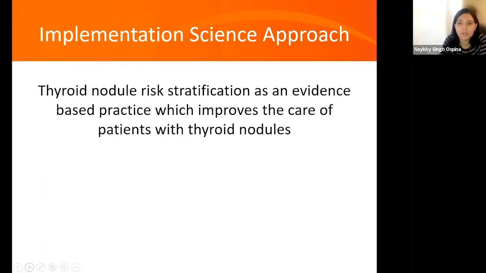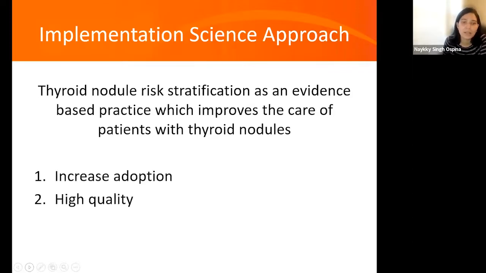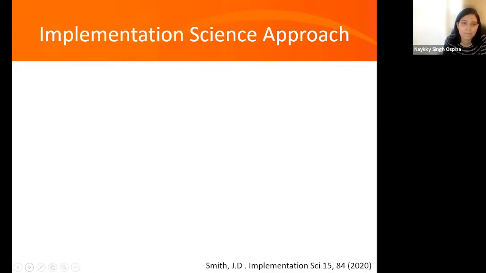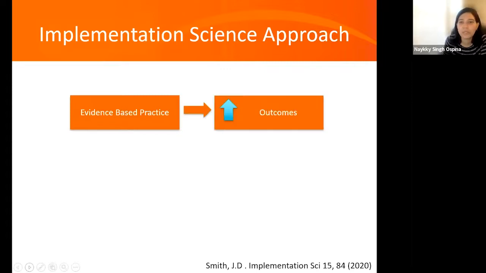Now, if we think of thyroid nodule risk stratification as an evidence-based practice that improves the care of patients with thyroid nodules, then our focus should really be on, one, increasing the adoption. So that would be that most patients that have a thyroid nodule and have an ultrasound will have that nodule categorized according to risk. And then second, that this risk stratification is done to high quality, because the clinical evidence that we have is mostly derived from academic centers, high volume, with highly expert radiologists or clinicians. So we need to make sure that in routine practice, they continue to do this risk stratification to the highest standards of care. So these are, as I see, the two main problems that we should try to address moving forward. Now, when you think about implementation science, think of one way: you have your evidence-based practice that you know will lead to improved outcomes for patients.